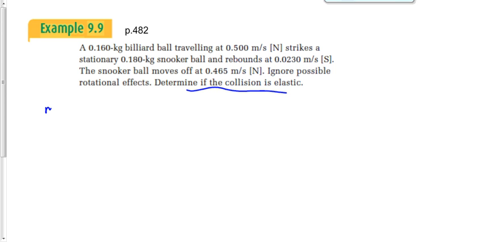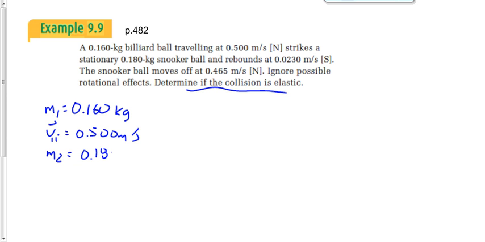We're going to say M1 is 0.160 kilograms. That's the billiard ball, and it's initially traveling, V1I, at 0.500 meters per second. It strikes a stationary snooker ball. M2 is 0.180 kilograms. And we're going to say V2I is 0 meters per second because it's stationary, it's at rest.